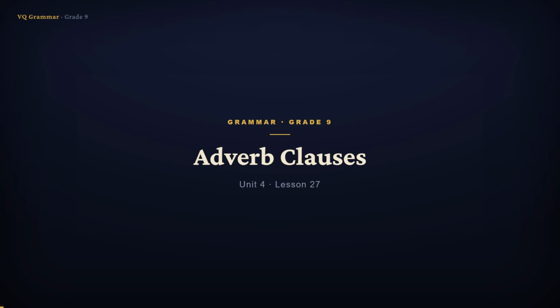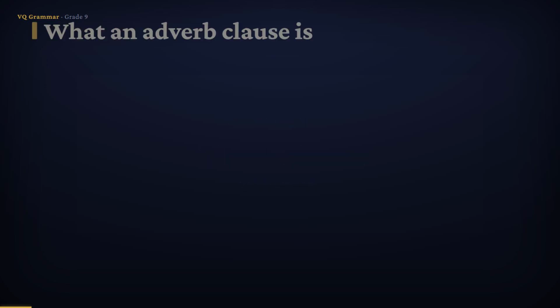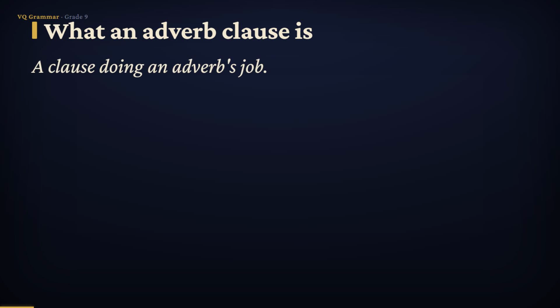This is Unit 4, Lesson 27, and today we're looking at the adverb clause. You already know what a single adverb does. It tells when, where, why, or how. Well, an adverb clause is a whole cluster of words that does that very same job. It's a small idea that leans on a bigger one, and once you learn to spot it, you'll see it everywhere. Let's dig in.